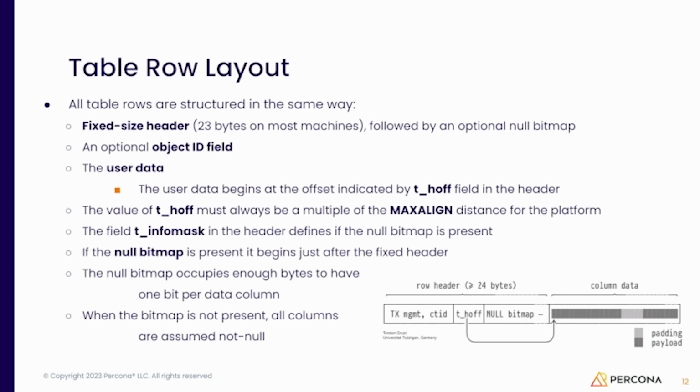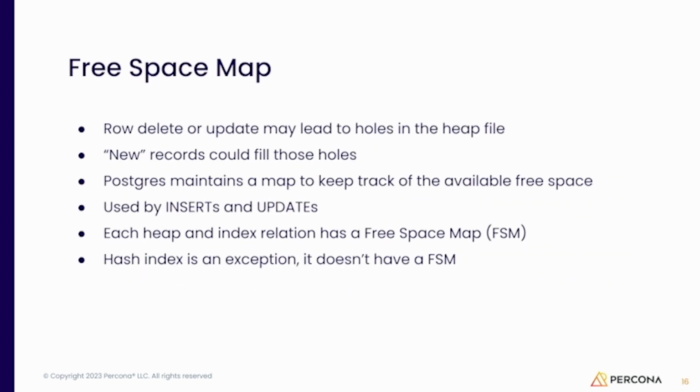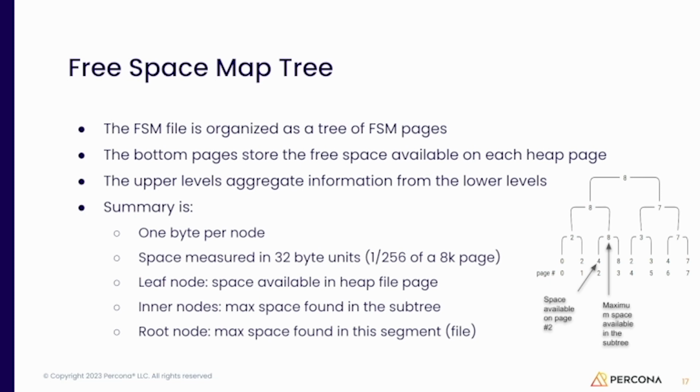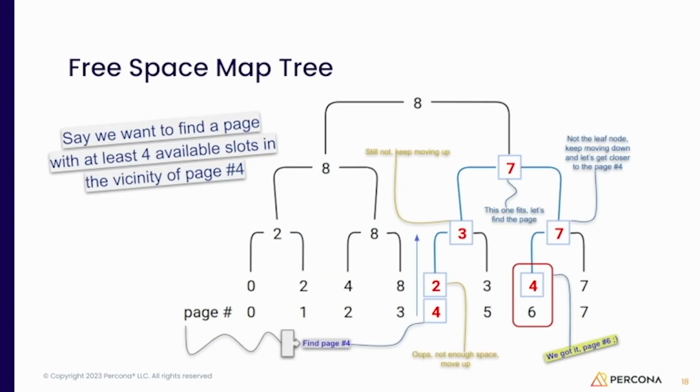So they rely on what they call the free space map. It's a map that tells which pages have empty space inside that table. So for example, when we do an insert and we need to allocate space on that table, instead of going block by block and checking which one has space, we go to the free space map and we ask it. Okay, for example, let's say I need a slot with 4 slots available.